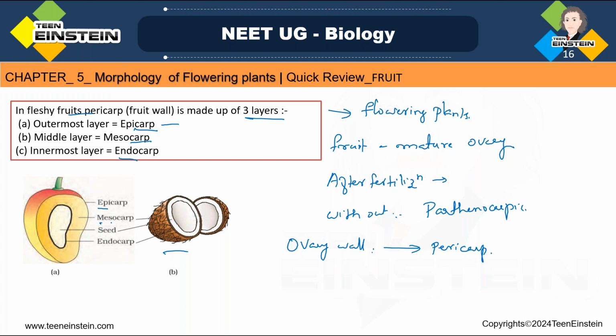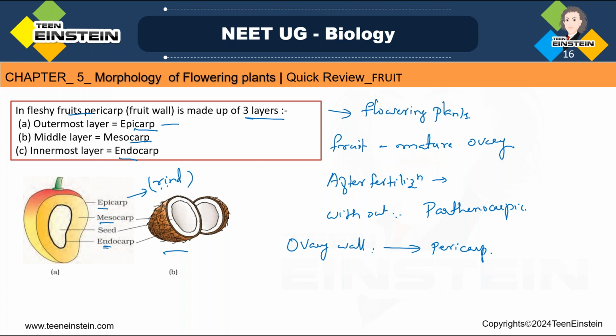Epicarp is the outer one. Meso means in between, so mesocarp is the middle layer. Endo means inside, so the endocarp means the innermost layer. And the epicarp, the outermost layer, may be thick or thin, and sometimes it may be hard or soft. That forms the outermost layer of the fruit, which is also called the rind. The epicarp is also called the rind. This is the outermost layer.